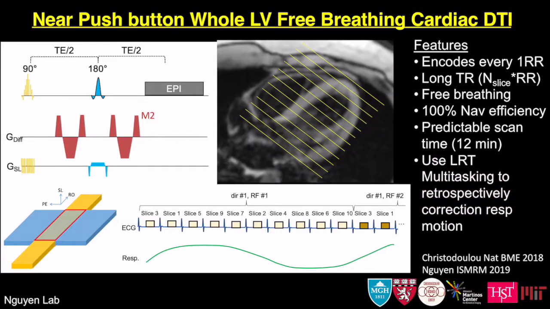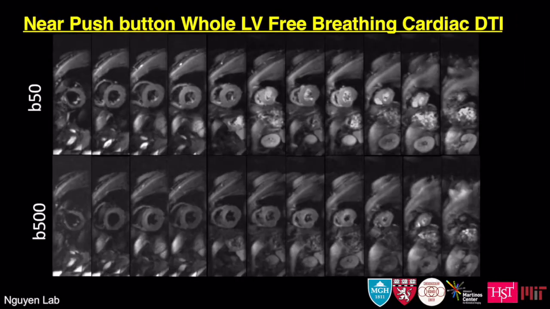There's a more recent paper in Nature BME that looks at multitasking. All that is, is that you're just going to reconstruct in the low-rank tensor domain respiratory motion and diffusion contrast. And so then you can have this retrospective motion correction, and you get wonderful images. These are images that are B50 and B500 in vivo in a subject.